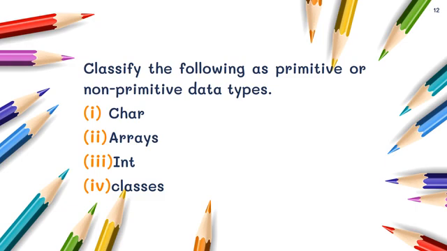Classify the following as primitive or non-primitive data types: character, arrays, int, classes. Character and int are primitive data types. Arrays, classes and interfaces are non-primitive data types.